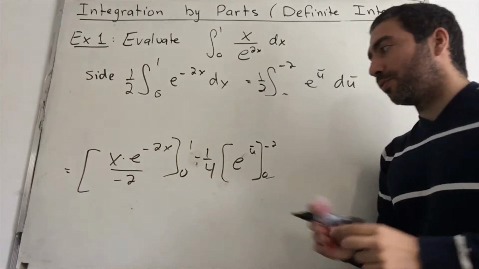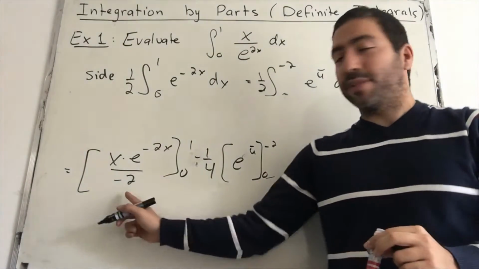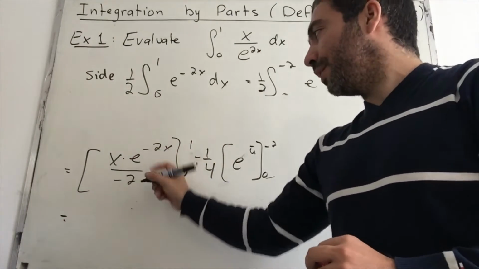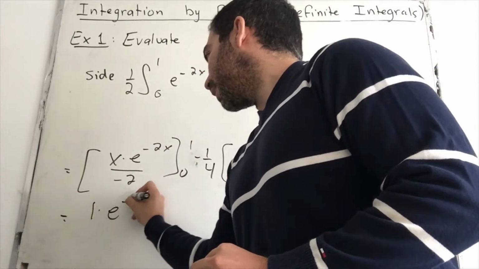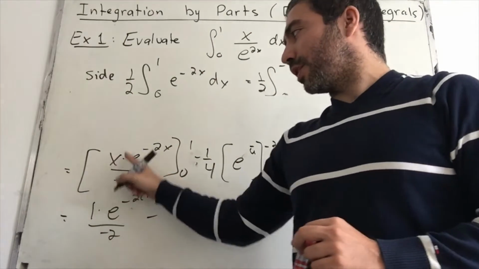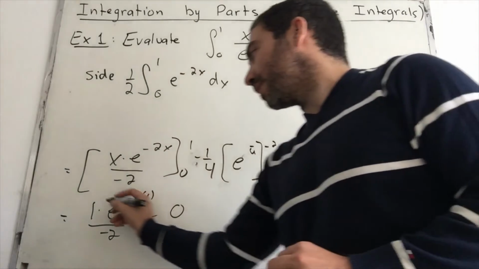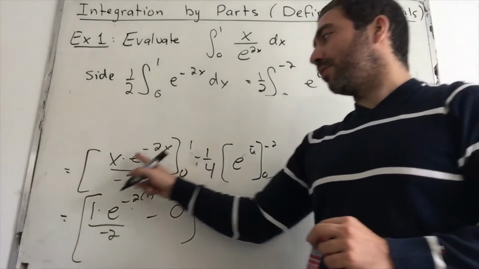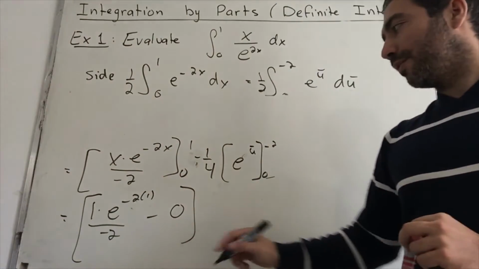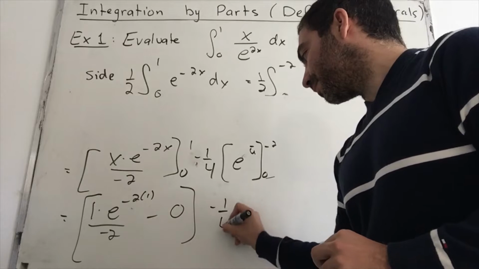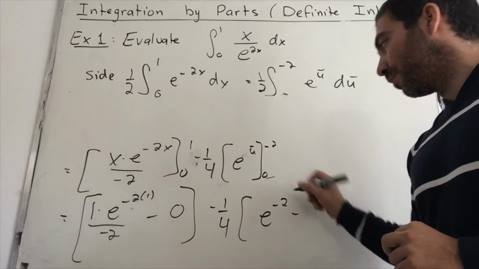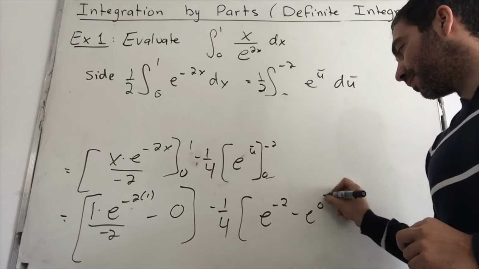So this is going back to our original integral, and we just have to apply FDC part 2 at this moment here. So evaluating the upper bound, we plug in 1 here. So we have 1 times e to the -2 times 1 over -2 minus, and now you plug in 0, but since there's an x, you're multiplying the whole thing by 0, so this is just -0. This is FDC part 2. We just substitute the upper bound 1 and subtract by the lower bound 0, giving us this, and then we have -1/4. And same thing here, you substitute the upper bound, so e to the -2 minus e to the 0.